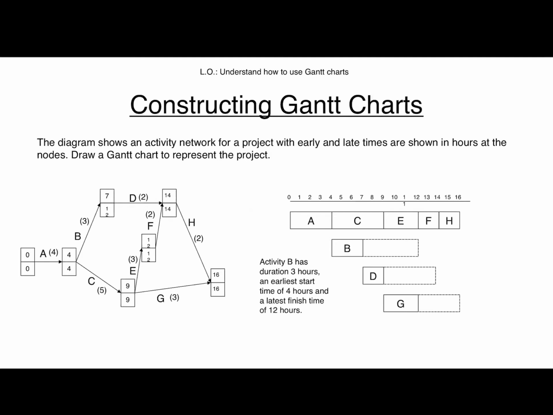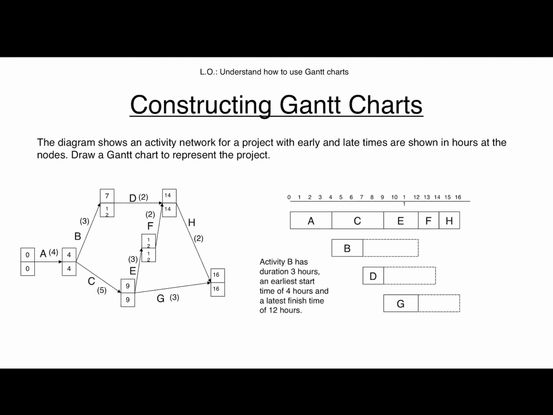And G looks like it could be a critical activity because it is between 9, 9 and 16, 16. However, the float is not 0. If I do 16 take away 9, I get 7. 7 take away 3, which is the duration of the activity, gives me 4. So G has a float of 4, so G is not a critical activity. Therefore, the critical path of this project is A, C, E, F, H. So those are the critical activities.